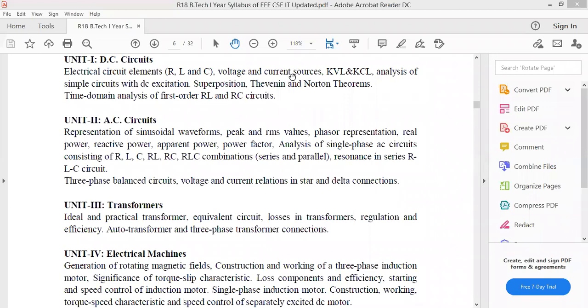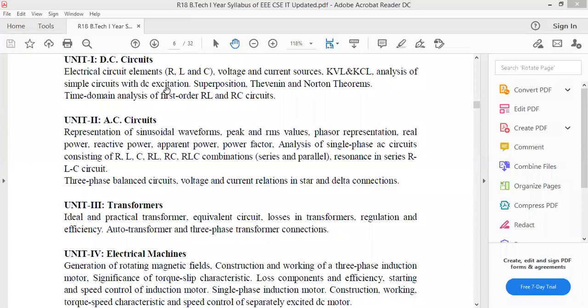Voltage source means battery, current source means, anyone tell me what is the name of the current source? Transistor. They will not ask you what is the name of the current source. They will say solve the circuits using the current source. Next, KVL and KCL. Now you see all of you, in our subject KVL means mesh analysis and KCL means which analysis? Anyone tell me? Nodal analysis.